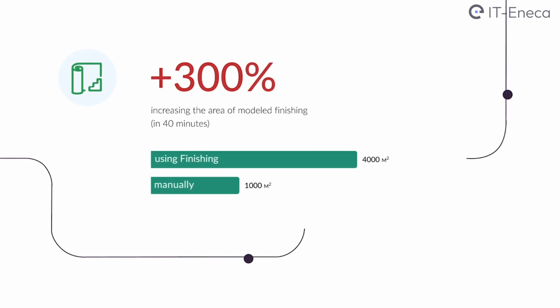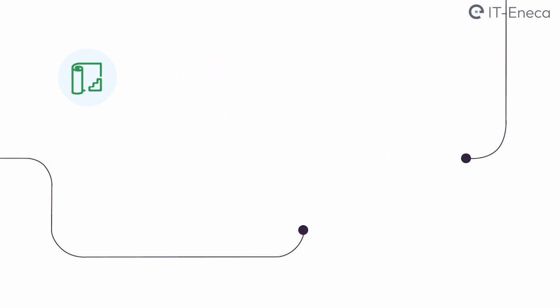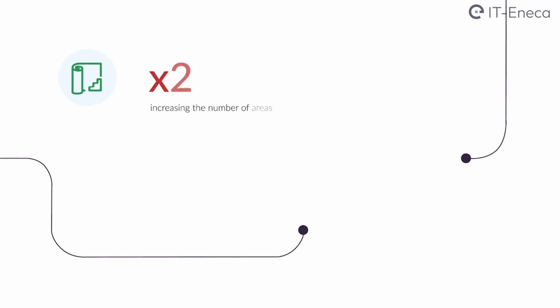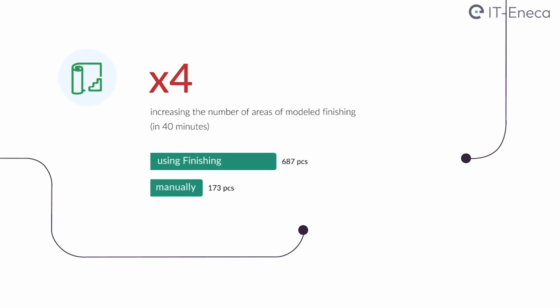Thus, the plugin significantly saves the specialist's time and frees the specialist up for other tasks. As a result, when working with the plugin, the scope of the modeled finishing per unit of time increases by several times. By applying finishing, you will enhance your efficiency and accuracy of the working models.